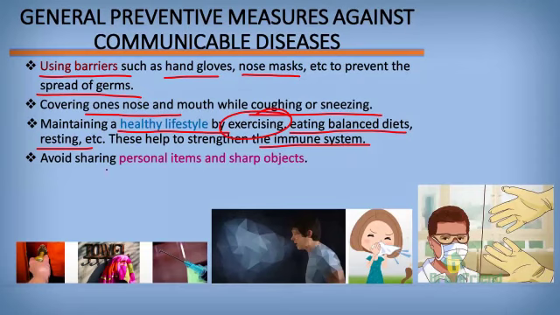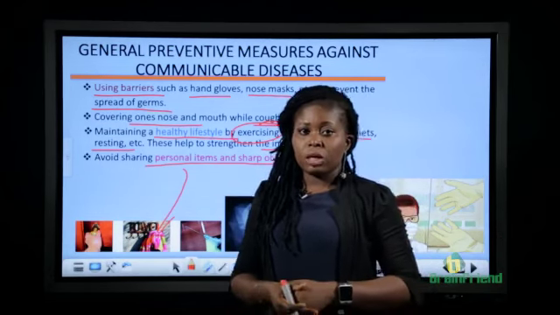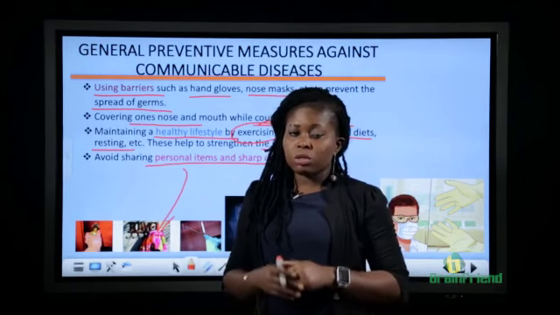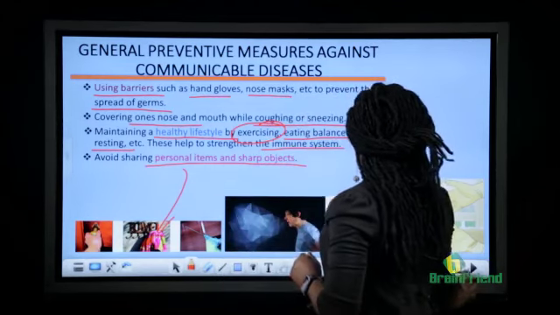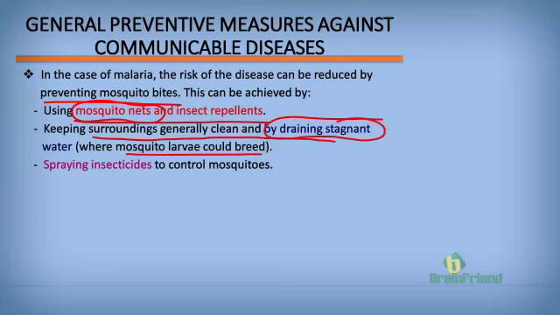Another thing we can do is to avoid sharing personal items and sharp objects. Personal items such as towels, for the guys, their clippers or shaving sticks, okay, needles, razor blade, anything sharp. We must not share such personal items. Now, in the case of malaria, the risk of contracting this disease can be reduced by preventing mosquito bites. And we can prevent mosquito bites by using mosquito nets and insect repellents. Mosquito nets help to keep mosquitoes away from our skin. Another thing we can do is to keep our surroundings generally clean and drain stagnant waters where mosquito larvae easily breed. Another thing we can do to help ourselves against contracting malaria is by spraying insecticides to control mosquitoes.